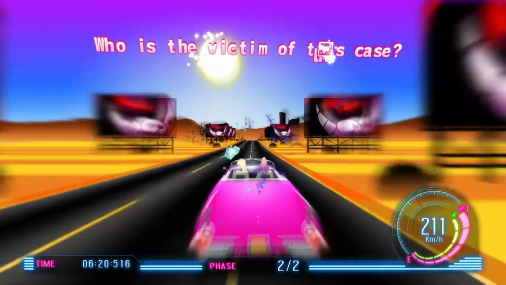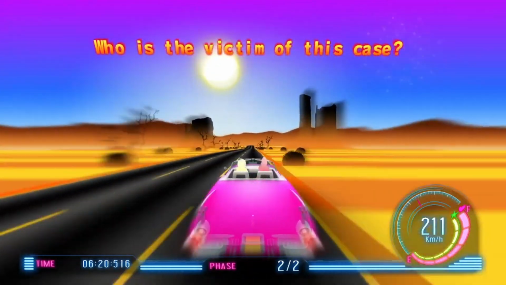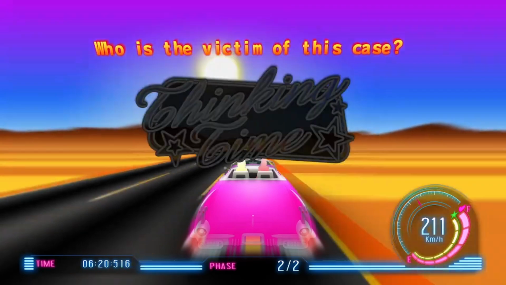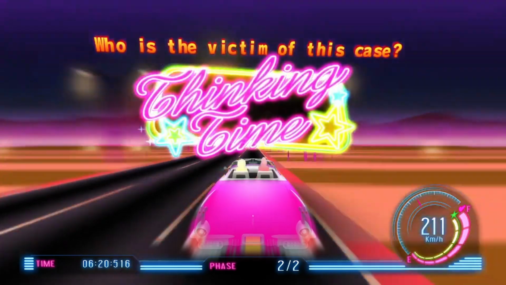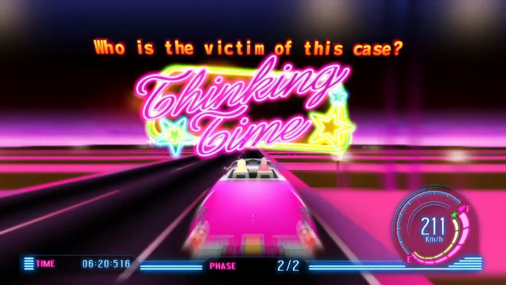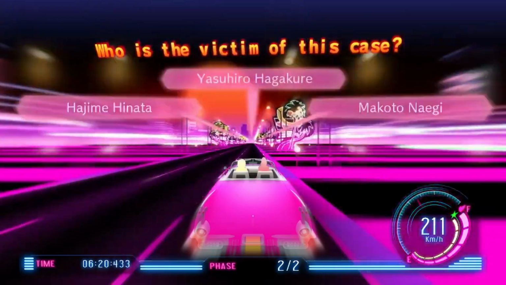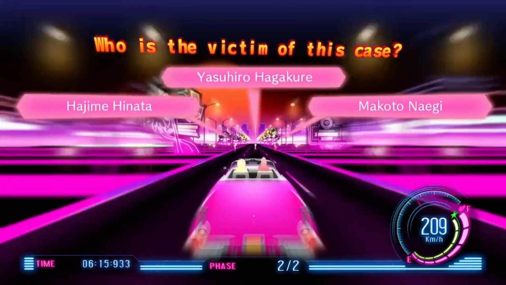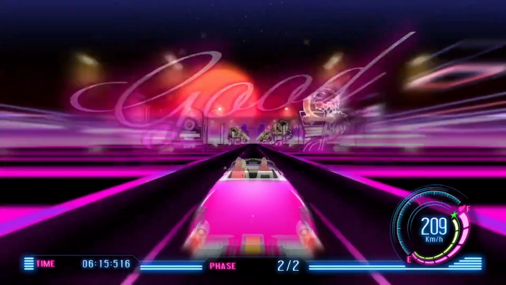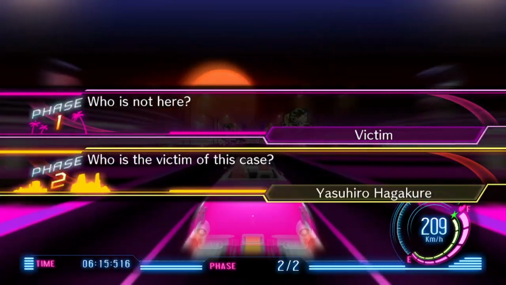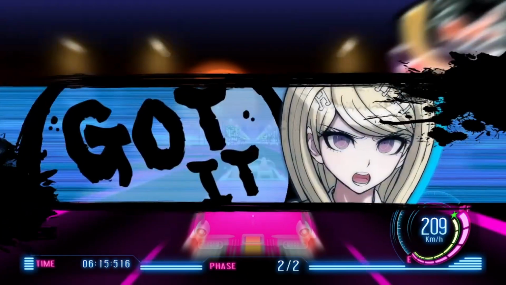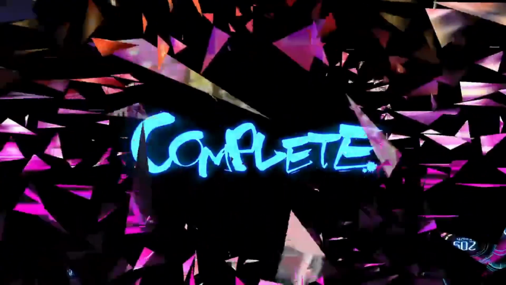He was the victim of this case. Thinking time. Who's the victim? Where does it say Yasuhiro? In the middle. Makoto Hajime. You know, Yasuhiro. Alright, phase 1 is not here, victim. Victim is Yasuhiro. What? You needed to play a minigame for that? Okay. I mean, I'm not complaining. I know how to play these minigames now.